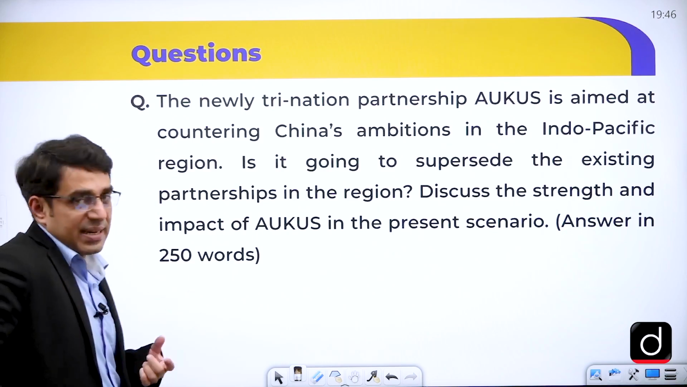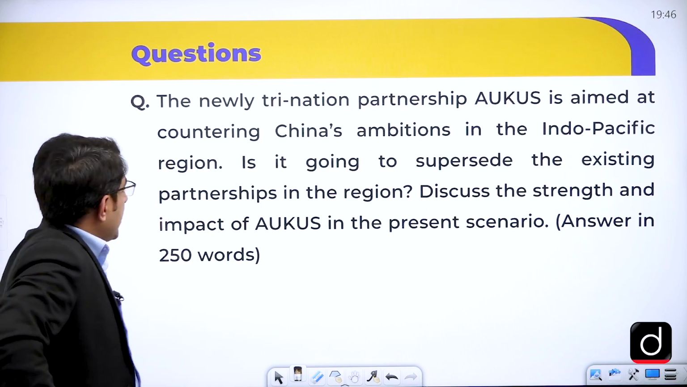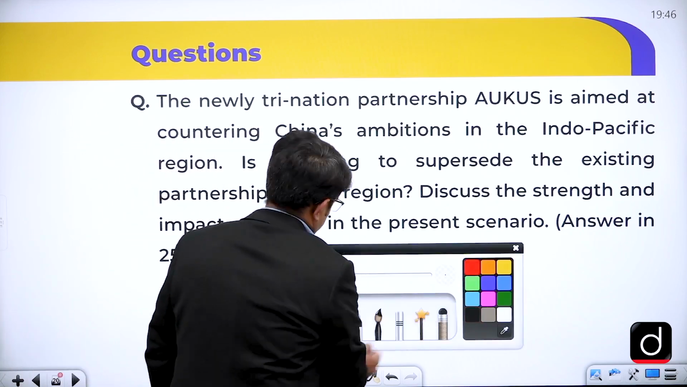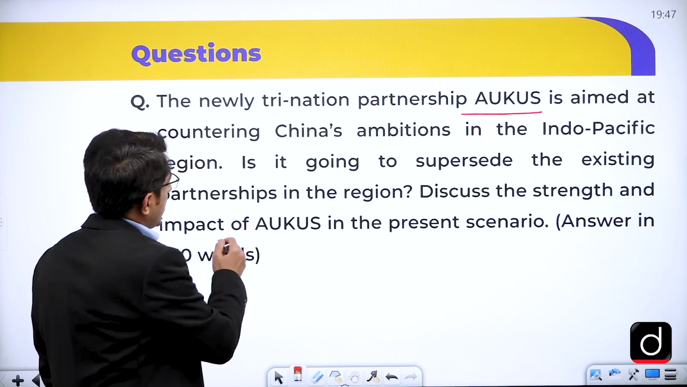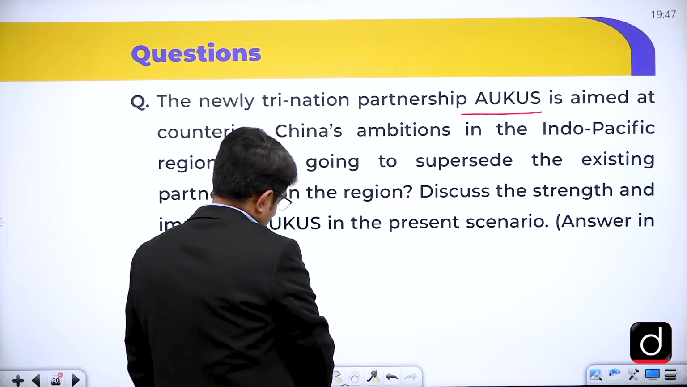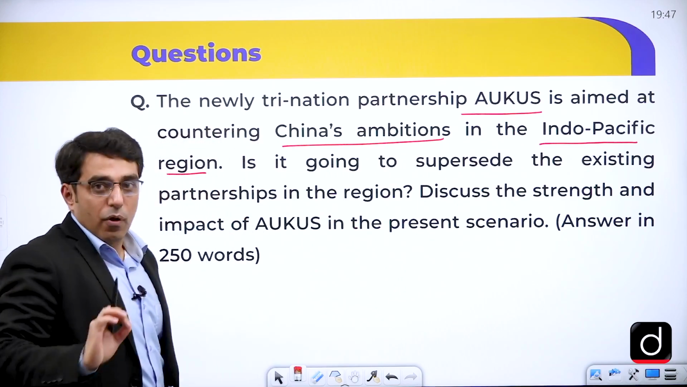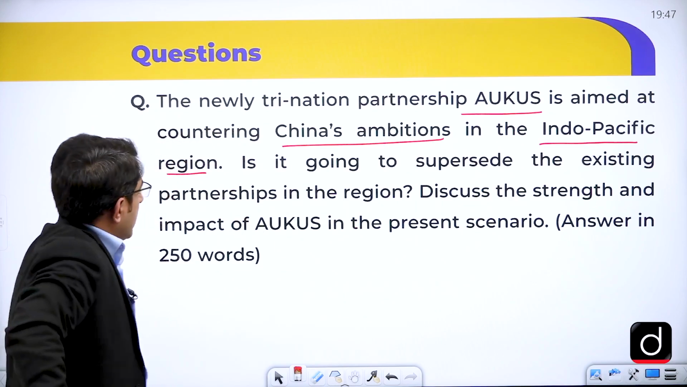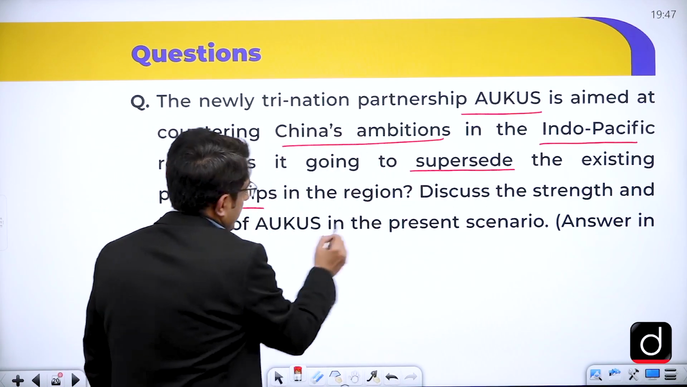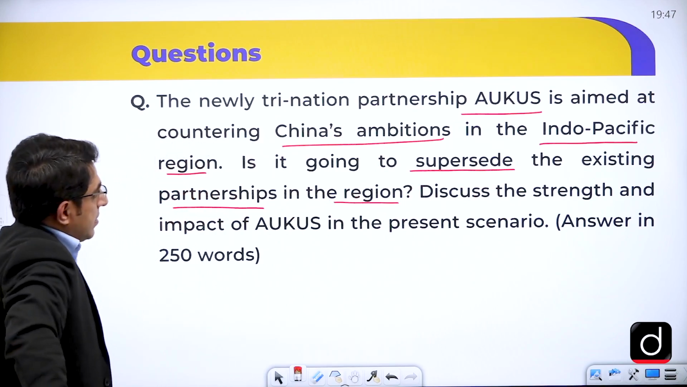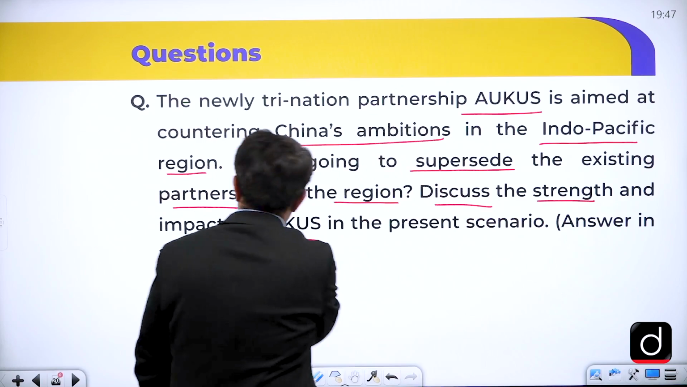Let us first of all try to understand the demand of this question. This question is saying that the newly formed tri-nation partnership AUKUS is aimed at countering China's ambitions in the Indo-Pacific region. So, again the format of the question is a statement. Then secondly, it asks whether it is going to supersede the existing partnerships in the region, and thirdly it asks to discuss the strength and impact of AUKUS in the present scenario.